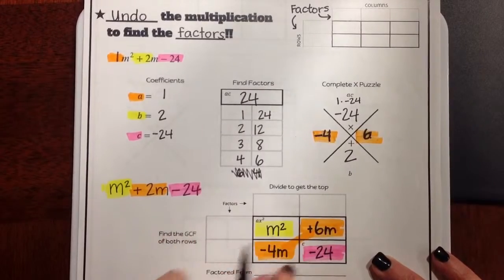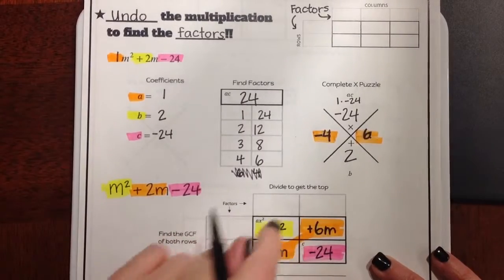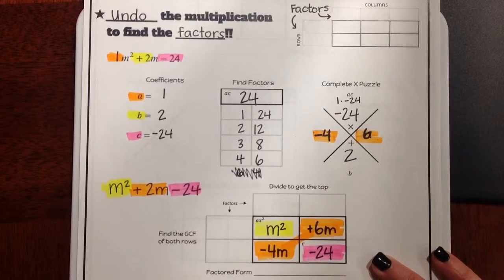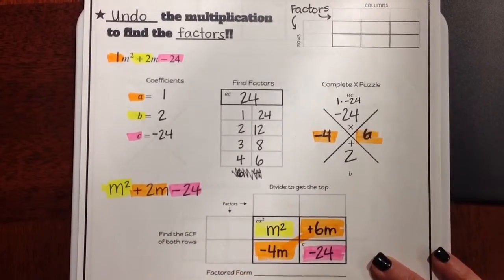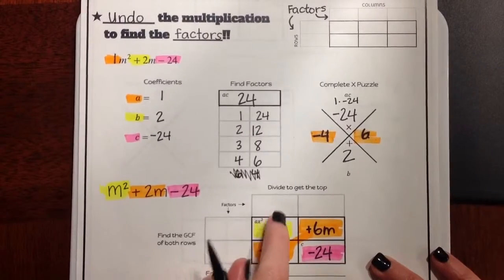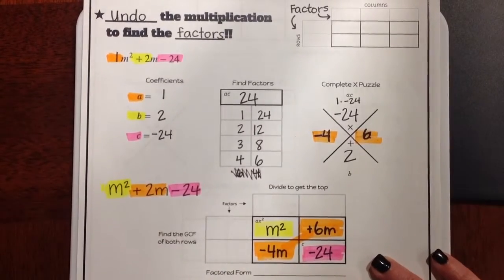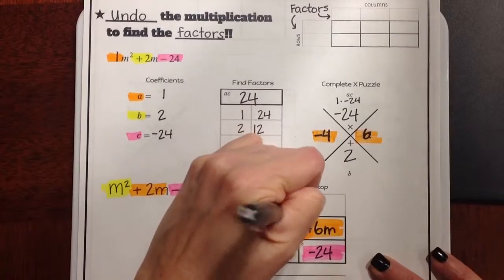So now that I have all my boxes filled in, and I know that all of these terms will combine to make my trinomial, now I'm ready to figure out what my factors are. So using my multiplication skills, I'm going to think what times what would create the product m squared. And it's going to be m and m.